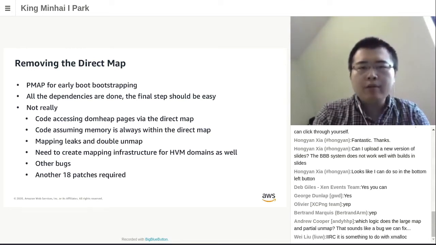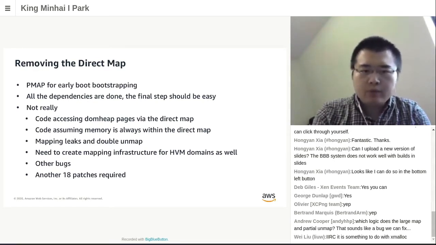Okay, dependencies are done. So the final step should be very easy, right? Now all those dependencies are completed, we could just flip the switch and say there is no longer a direct map. Unfortunately, as we all know, Xen can be slightly broken at times. After you switch off the direct map, all those bugs that were hidden before start to emerge.